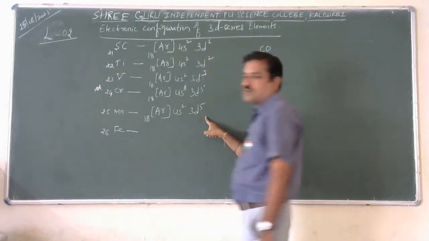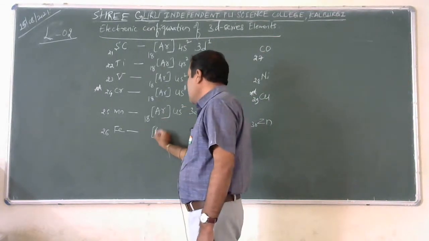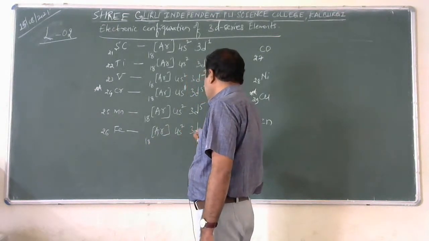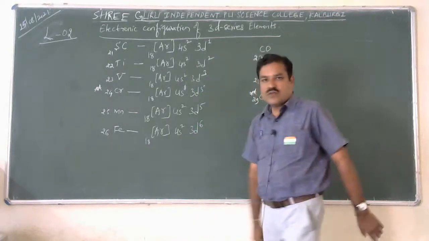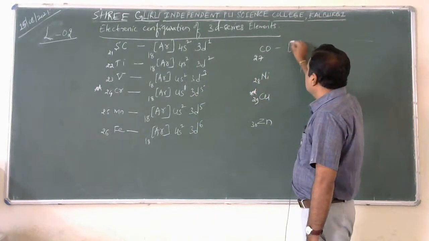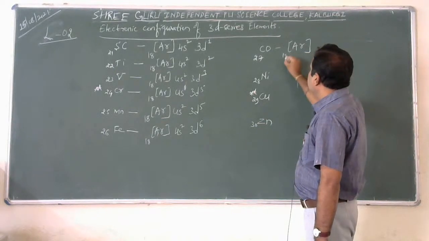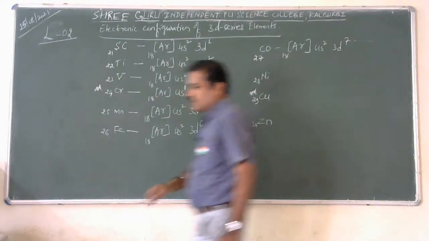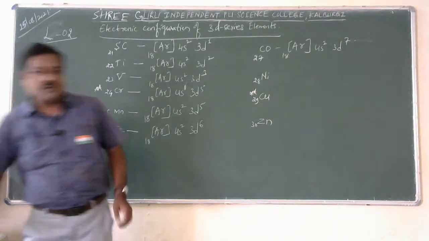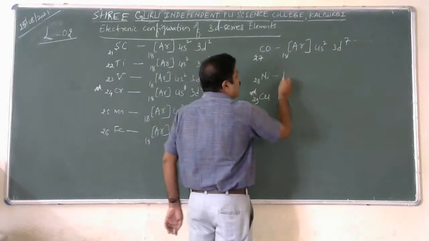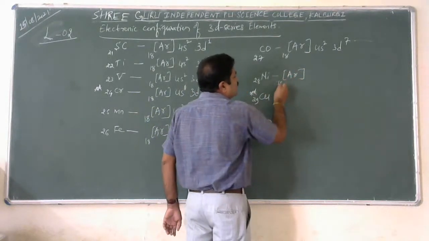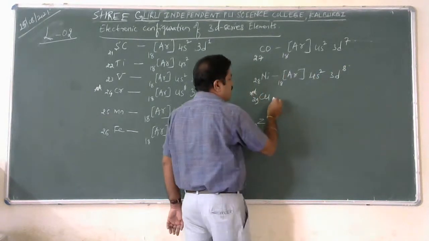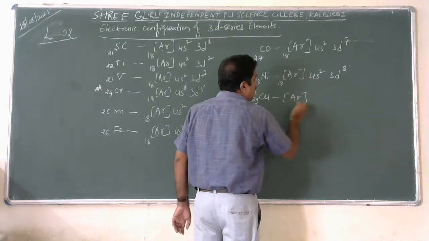See, once again completed. Iron, if you come, Ar18, 4s2, 3d6. See, this continues. Okay? Then cobalt 27, argon 18, 4s2, 3d7. Right? The next after this, what comes? Nickel 28, Ar 18, 4s2, 3d8. Right? So once again, see, copper does not obey.